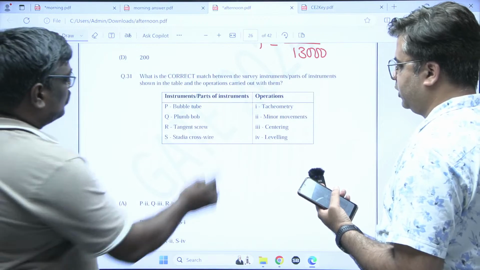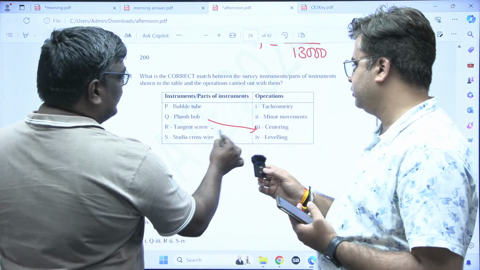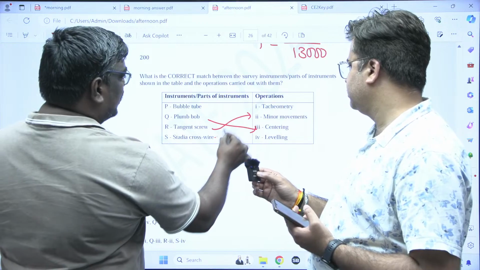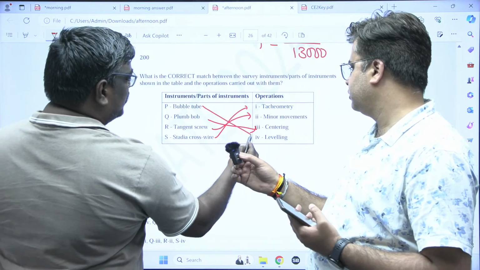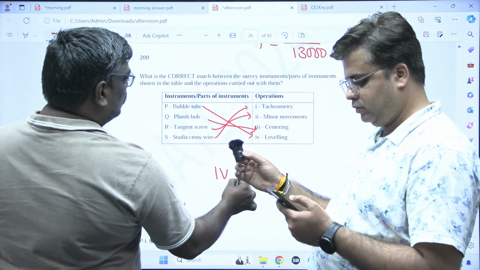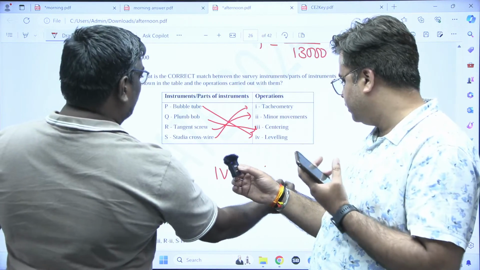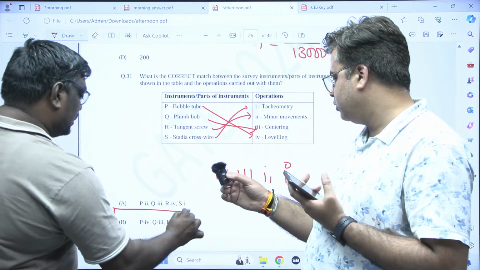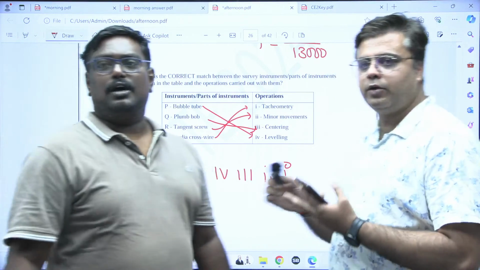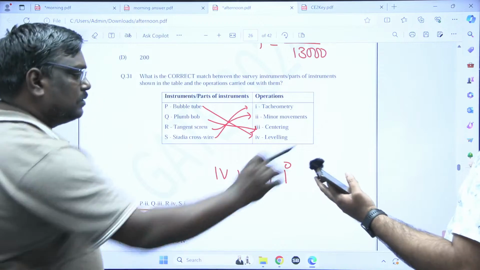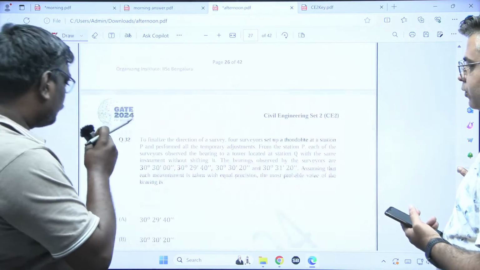This is question number 31. Bob centering, tangent skew, minor movements, stadia crossfire, tachymetry, bubble tube leveling. So option B: 4, 3, 2, 1. Option B is the right answer. Are you following, students?